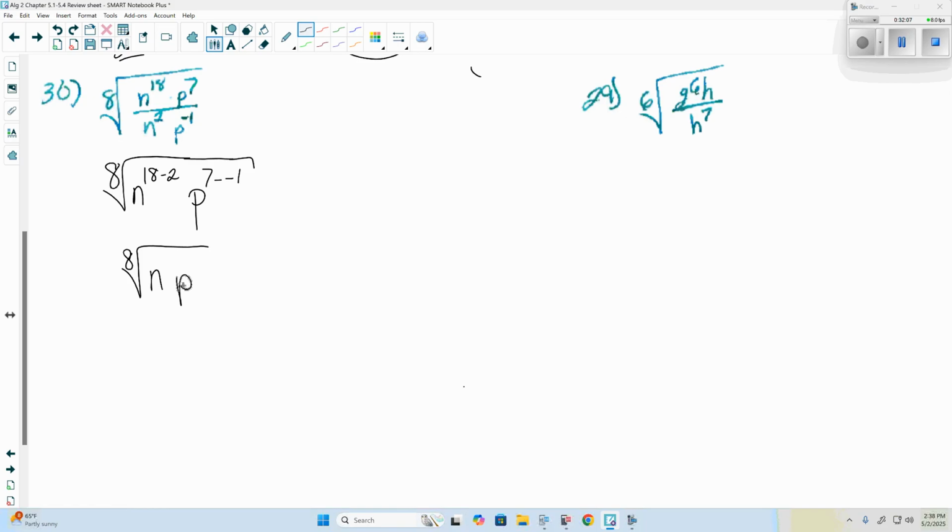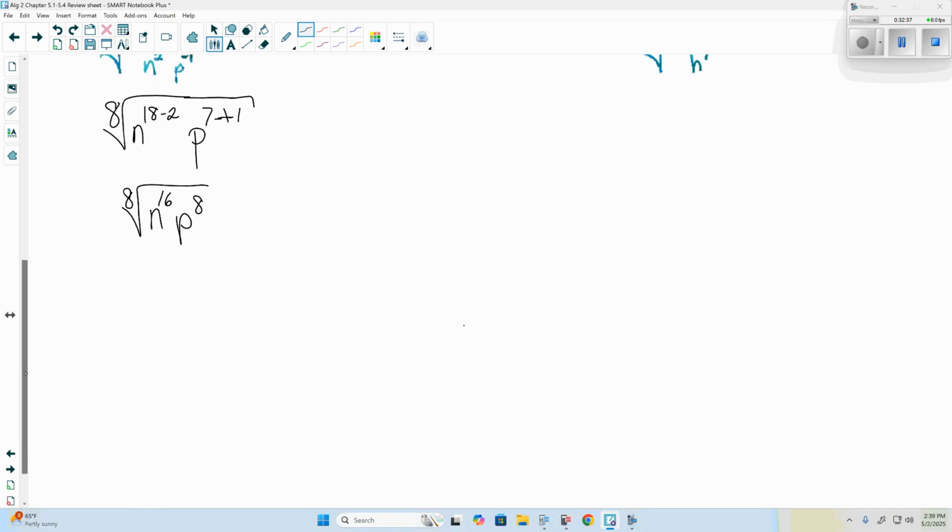Yeah, I realized I flipped the numbers. I went back and fixed it on y'all's paper. I just didn't fix it on my notes. 18 minus 2 is 16. 7 minus negative 1 is 8. Negative and negative make a positive. So we're left with this here. Now both exponents are positive, so we can move on to simplifying this.